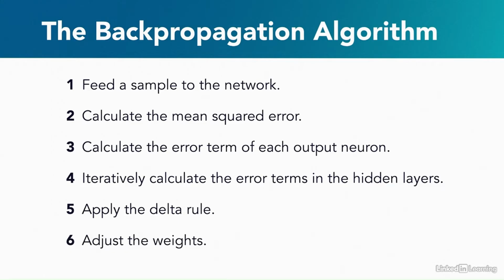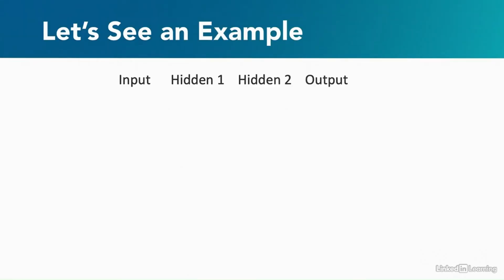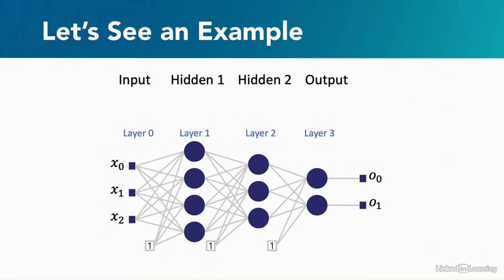Now, for your next challenge, you'll have to write the backpropagation algorithm. That's why we're going to have a close look at each of these steps because it's easy to get confused. For this example, I'll use a volunteer, which is this network with 3 inputs, 4 neurons in the first hidden layer, 3 neurons in the second one, and 2 in the output layer. In my multi-layer perceptron class, these are layers 0 through 3 respectively.